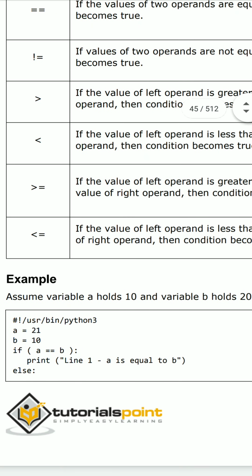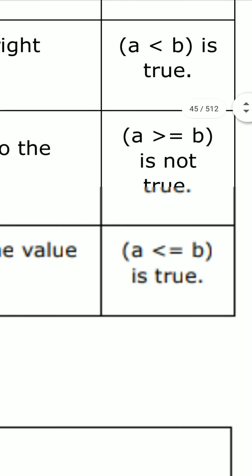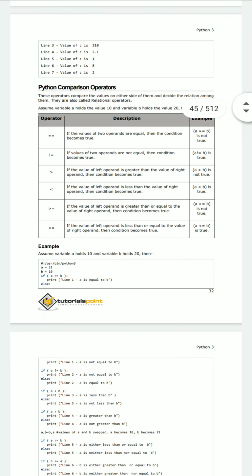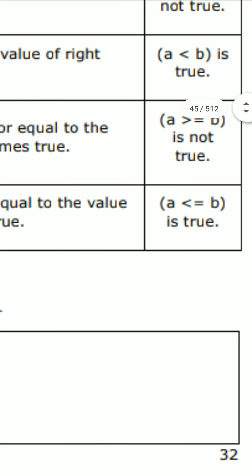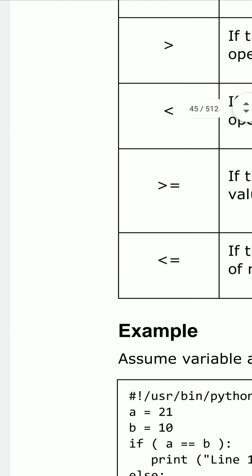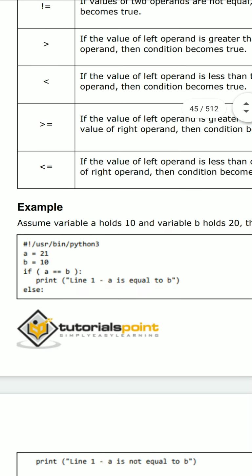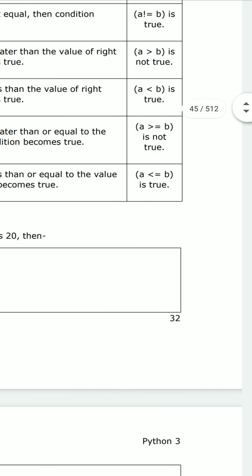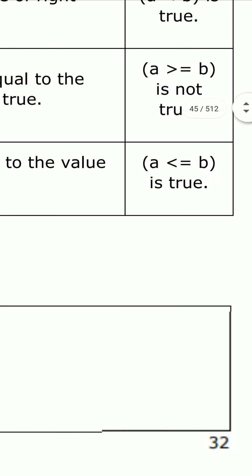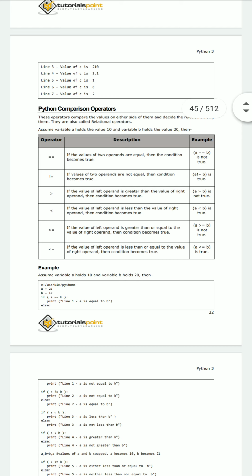And the next operator is greater than or equal to. If the value of the left operand is greater than or equal to the right operand, then we get the result as true, else we get the false value. And the next one is less than or equal to. If the value of the left side operand is less than or equal to the right side value, then we get the value as true, otherwise it is treated as false.